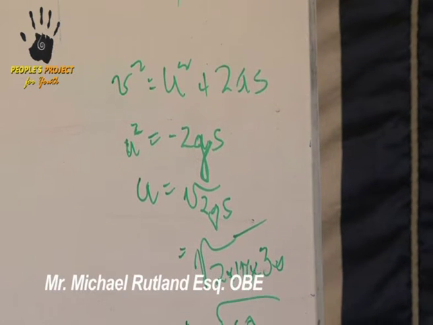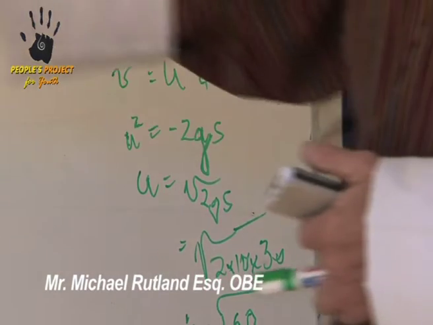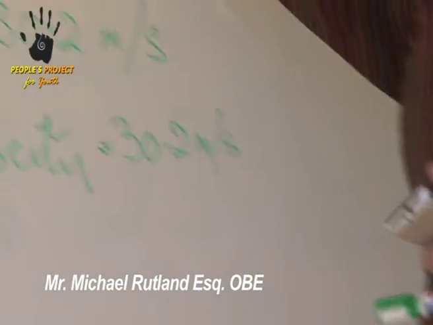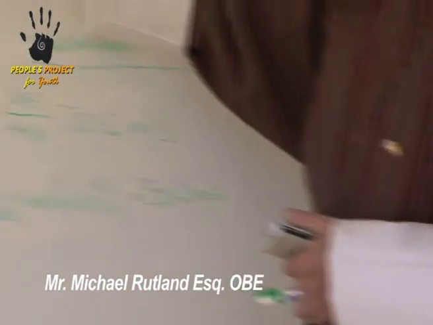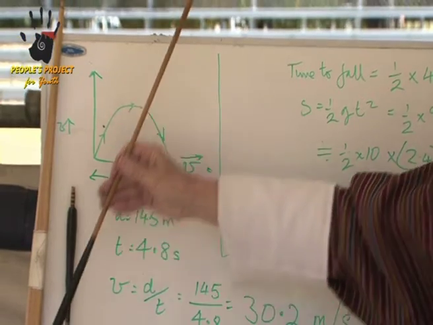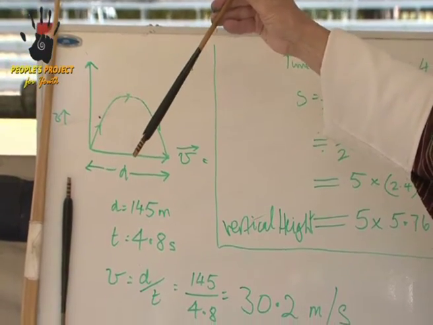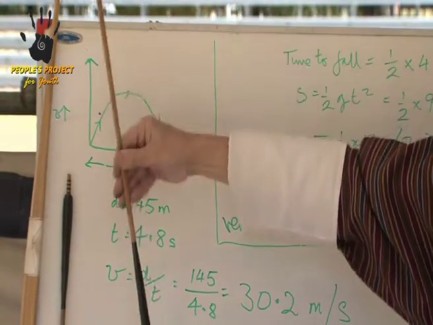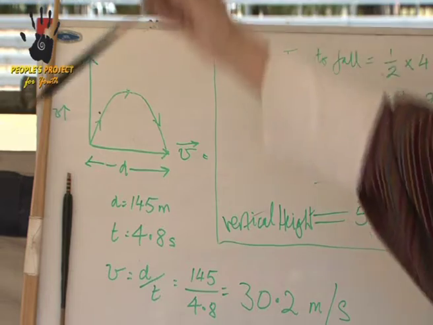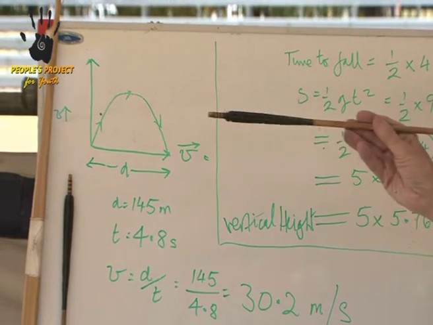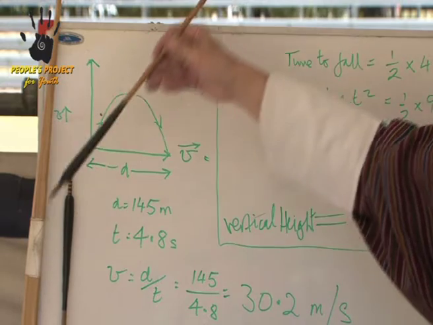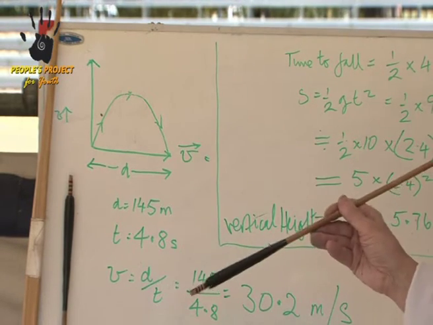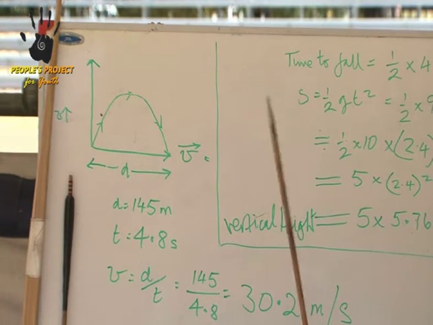Using v squared equals u squared plus 2as, we can calculate that the vertical velocity of the arrow with which it was sent off from the bow is about 6.8 meters a second. In other words, the arrow went up like that with a vertical velocity of 6.8 meters a second and a horizontal velocity of 30 meters a second. And the final path of the arrow is a combination of these two velocities.